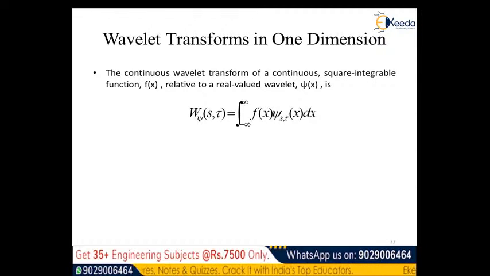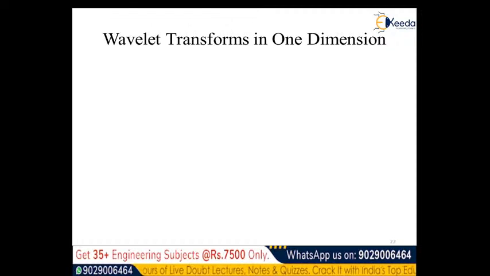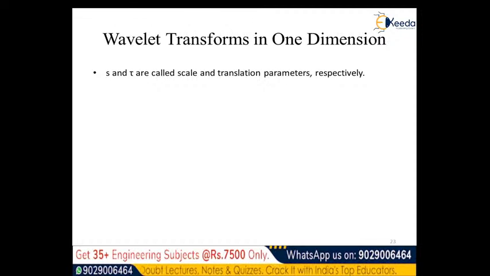In this particular representation, the function that you see on the right hand side is psi suffix s comma tau as a function of x. This is equal to 1 upon under root s multiplied by psi as a function of x minus tau divided by s. In this notation for the continuous wavelet transformation, we have the two variables s and tau. These are called the scale and the translation parameters respectively.